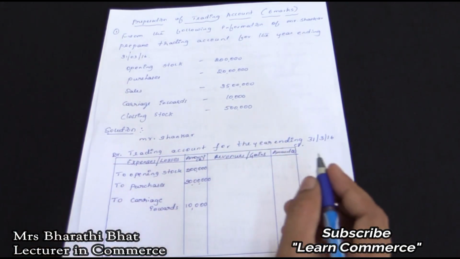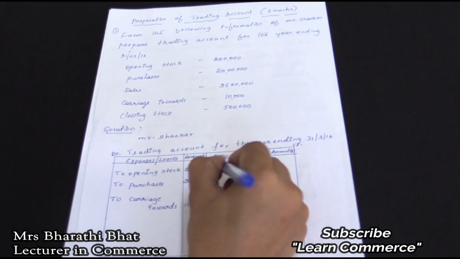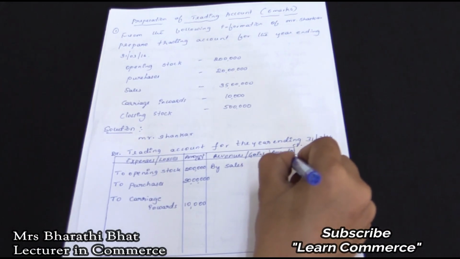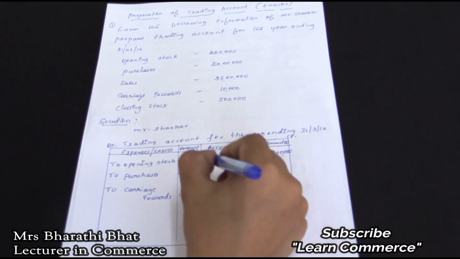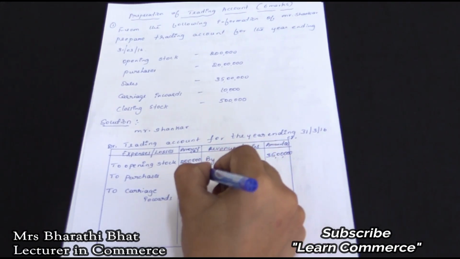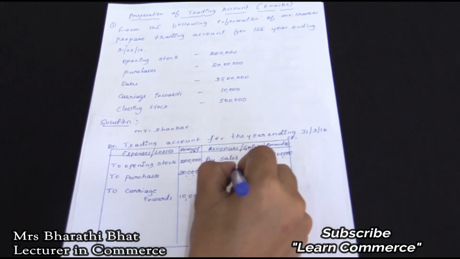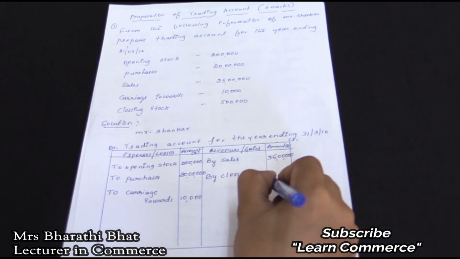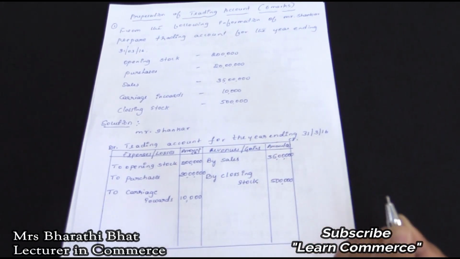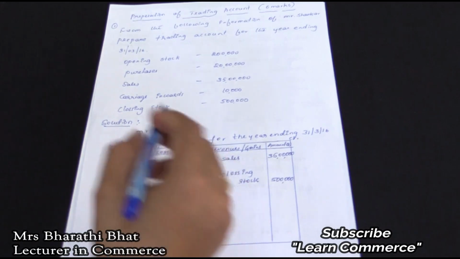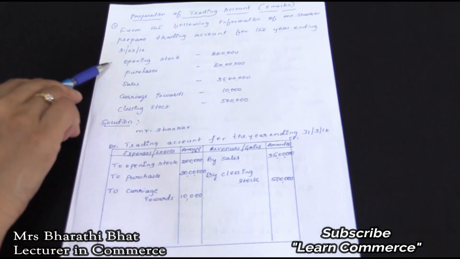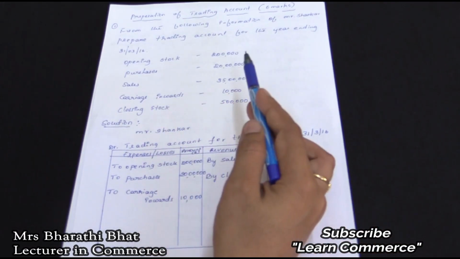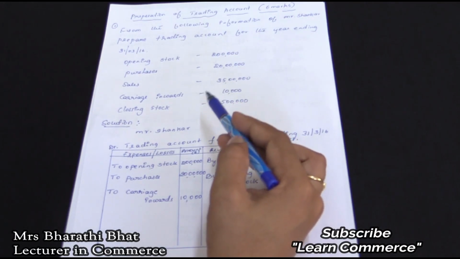Next, come to credit side. The first one is by sales. Amount 35 lakh. There is no returns, so you can directly write the amount. Then by closing stock. By closing stock, how much? 5 lakh. So now we covered all the transactions, means we recorded all these transactions: opening stock, purchases, sales, carriage inward and closing stock. You should check before finalizing this account.